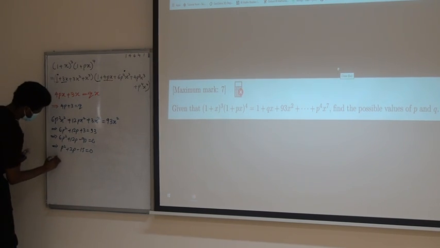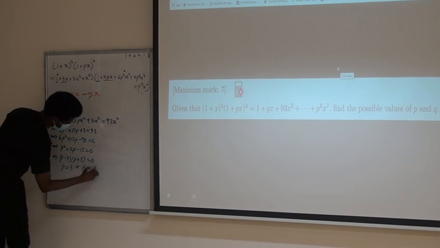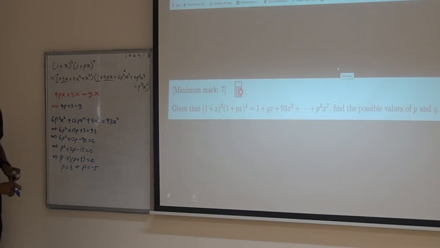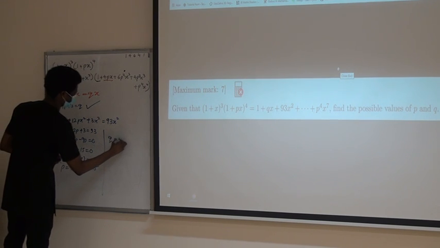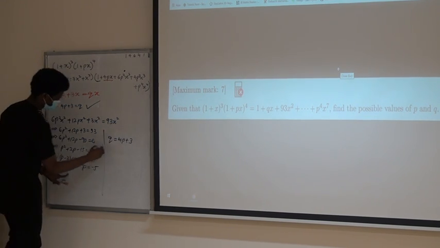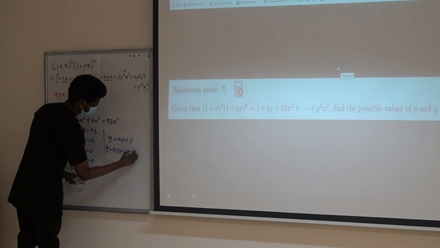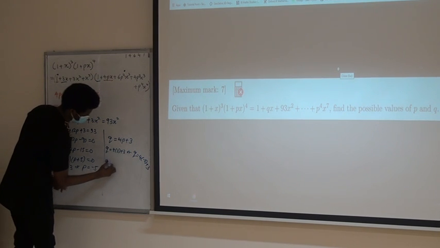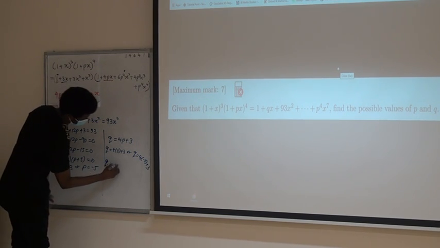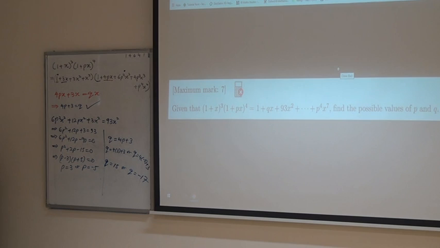15 would be 5 and 3. So p minus 3, p plus 5 equals 0. So p equals 3, or p is equal to negative 5. Now, what are we looking for? Possible values of p and q. So you come back here for q. Since q equals 4p plus 3, when p is equal to 3, q will be 4 times 3 plus 3, which is 15. When p is negative 5, q is 4 times negative 5 plus 3, which is negative 17. We got that. Alright, so that should be it.